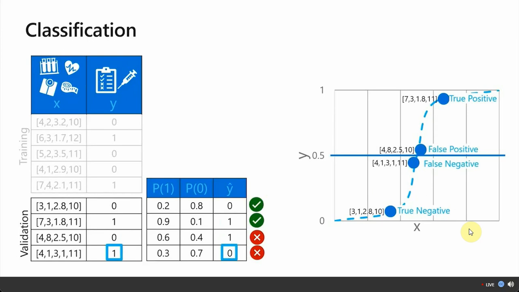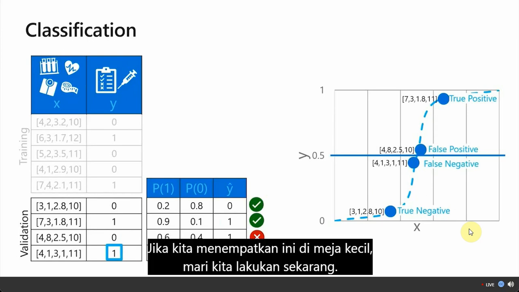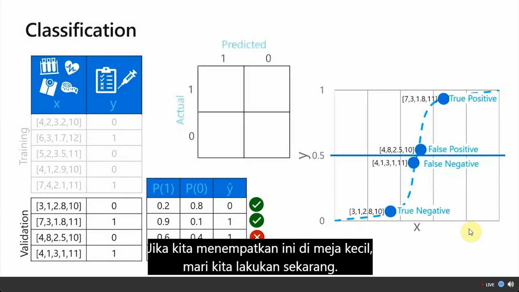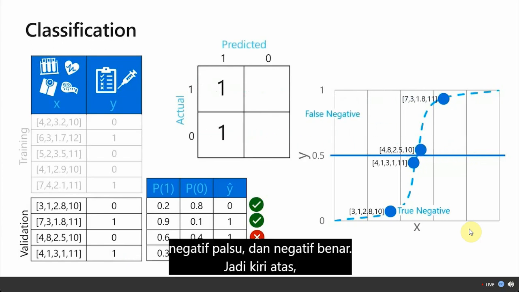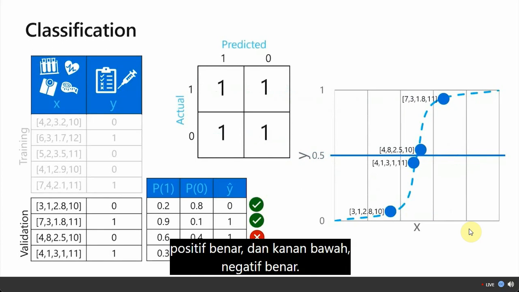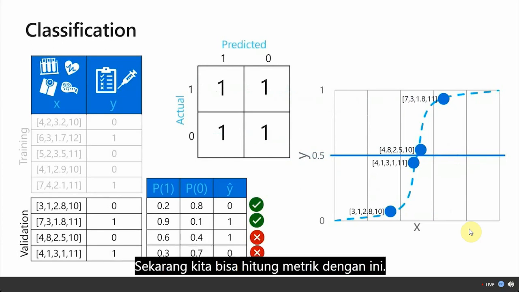Now, again, if we're putting this in a little table, let's do this right away. True positive, false positives, false negatives, and true negative. So top left, true positive, and bottom right, true negative. Now we can compute some metrics with this.